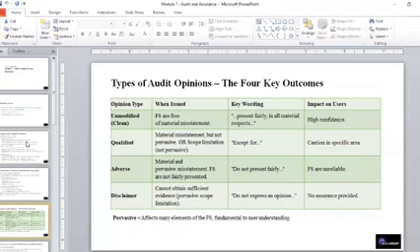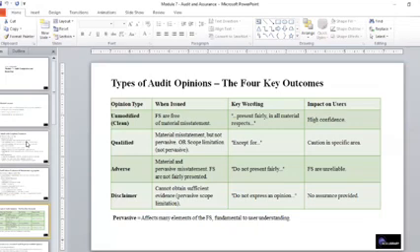And the last one is the disclaimer. For a disclaimer audit opinion, it is issued when the auditor cannot obtain sufficient evidence. And words like "do not express an opinion" can be seen, and the impact on users is that no assurance is provided.